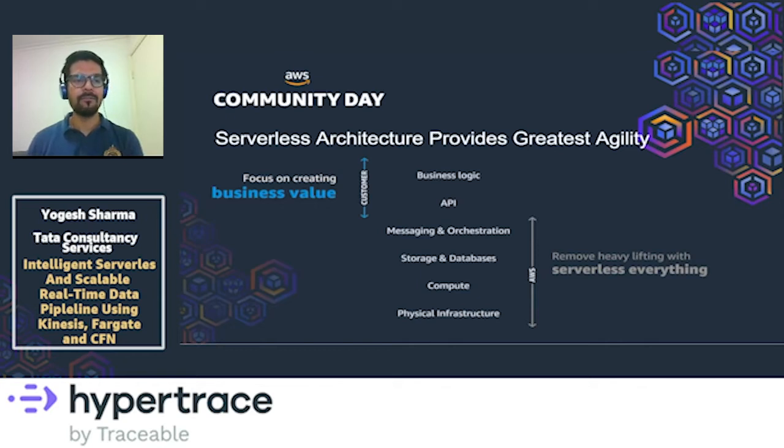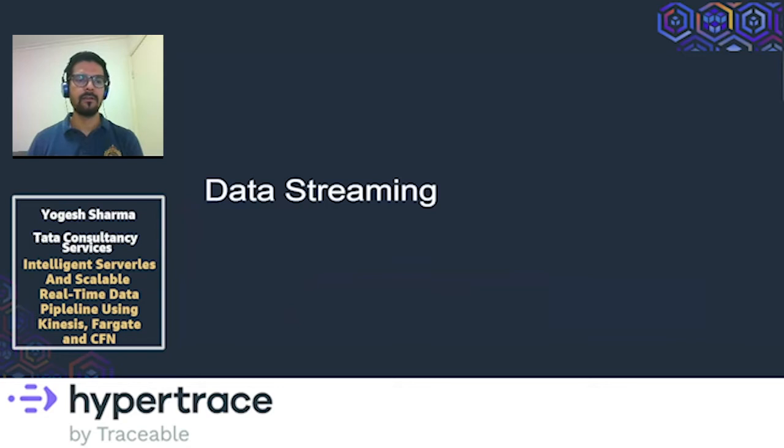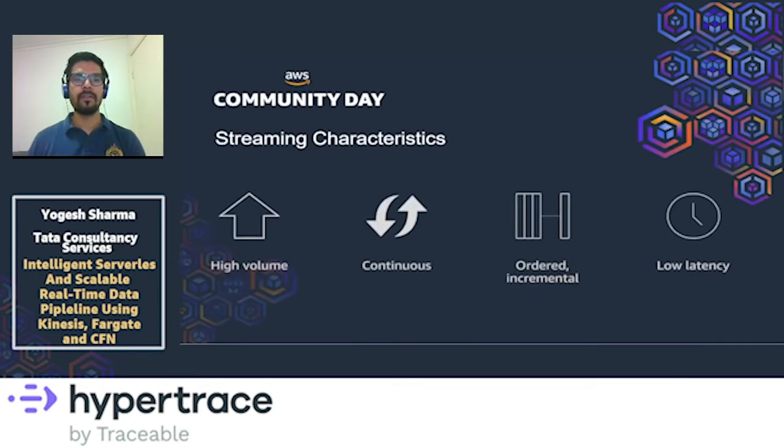Now, quickly move towards the next segment, that would be the data streaming. When we talk about data streaming, there are four main characteristics that we'll discuss: high volume, continuous, incremental, and low latency. Streaming data is data that is continuously generated by different sources, and such data should be processed incrementally using stream processing techniques without having access to all the data.